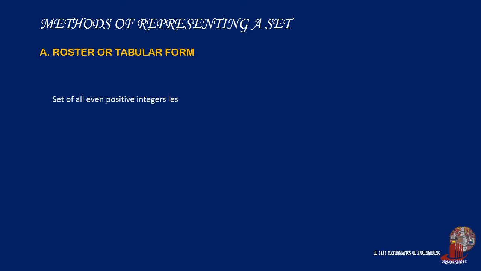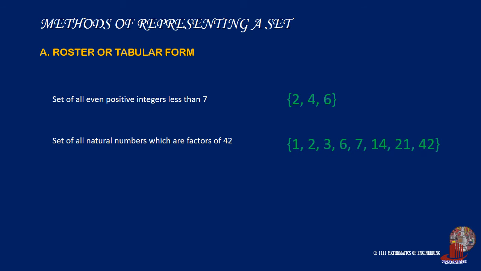There are two methods of representing a set. First is the roster or tabular form. In roster form, all the elements of a set are listed, the elements being separated by commas, and are enclosed within braces. For example, the set of all even positive integers less than 7 would be described in roster form as {2, 4, 6}, separated with commas, within braces. Moreover, the set of all natural numbers which are factors of 42 will be as follows: {1, 2, 3, 6, 7, 14, 21, 42}, separated by commas and within braces.